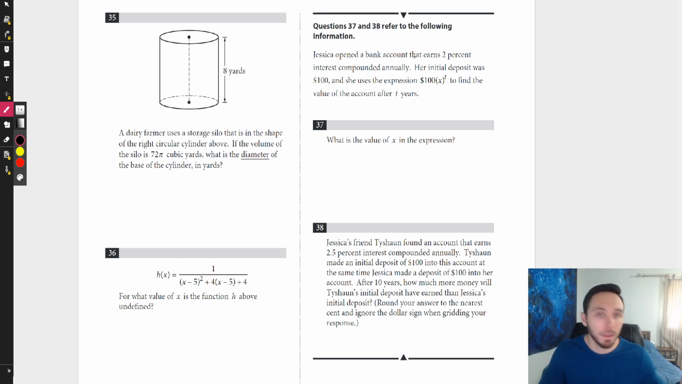Jessica opened up a bank account that earns 2% interest compounded annually. Her initial deposit was $100, and she uses this expression to find the value of the account after 2 years. So we have control over x based on this information. You know what a ton of kids do here? I promise you a ton of kids do this, and that's not right. If you had 100 times 2 to the power of t, this is doubling every year in this case.